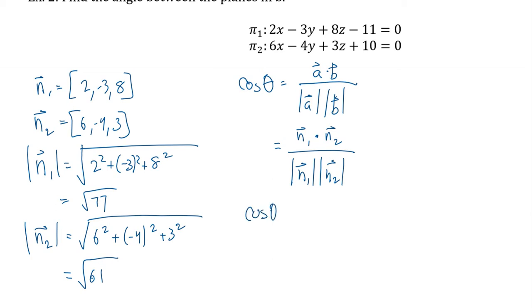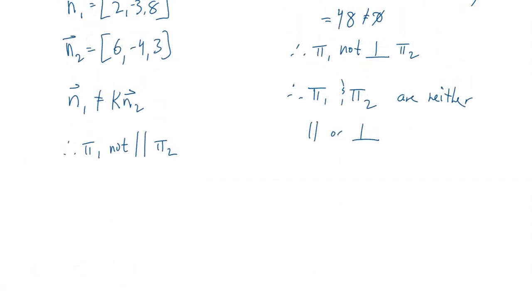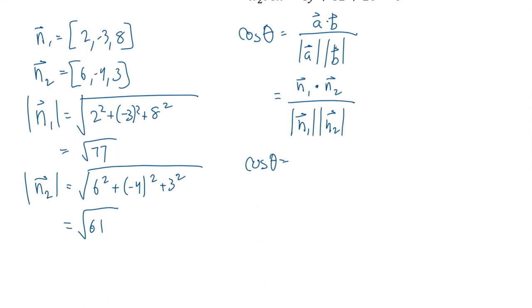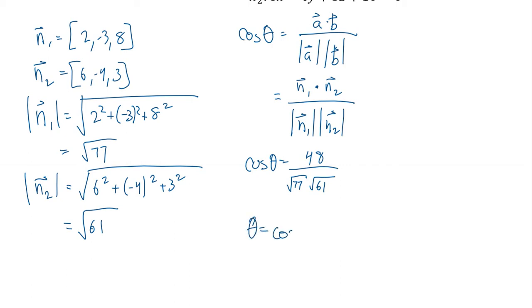So cos theta, and I'm also going to do the dot product of the 2. I happen to already have done it, so I don't need to rewrite that. We did that up above in the last example, so we already know it's 48. Otherwise, I would have to write that out and figure it out. Over the magnitude of normal vector 1, which is root 77, times the magnitude of the other normal, which is root 61. And then I'm going to do inverse cos of that.